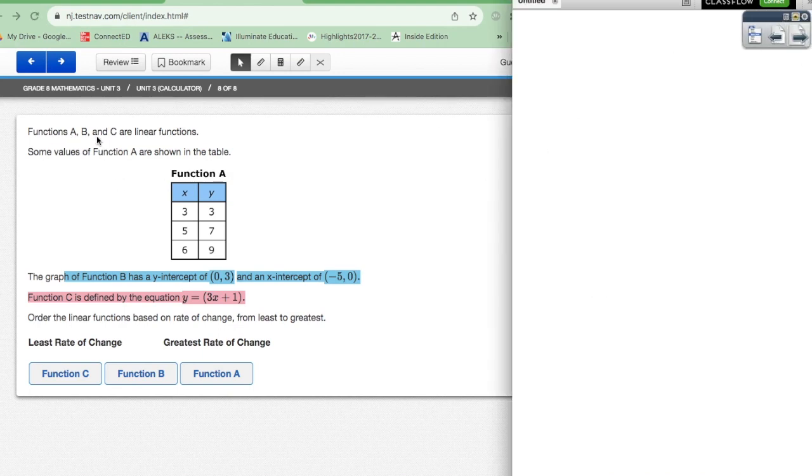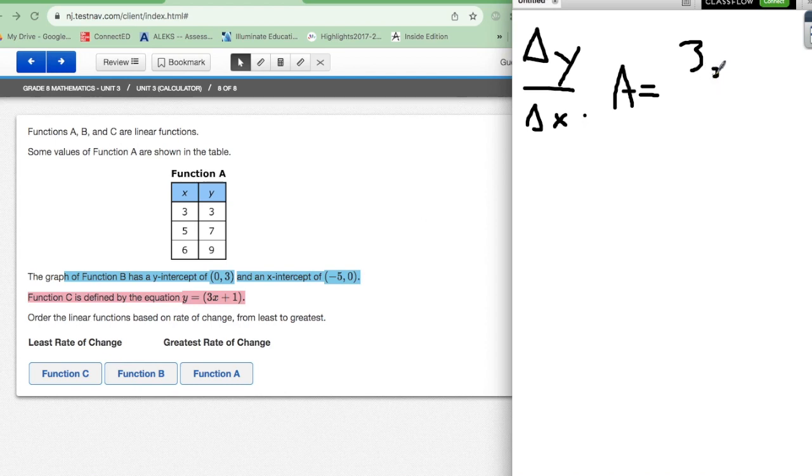All right, here we go. Functions A, B, C are linear functions. Now we're going to go by rate of change. All right, so rate of change, one way to do that is change in y over change in x. Okay, so since they're linear, I can choose any 2 points. So for function A, I'm going to choose my 3, 3 and 5, 7.